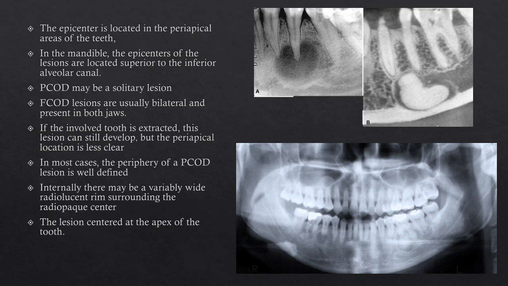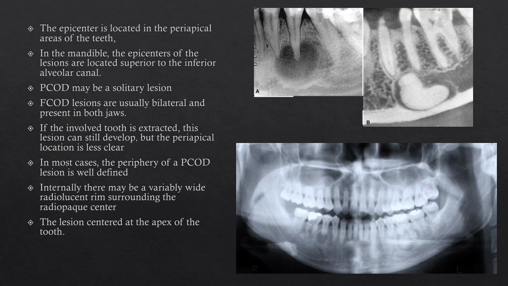Internally, there may be radiolucency to radioopacity. It can range, because there are 3 stages of its development, from radiolucent, to mixed radiolucency, and then radioopacity. There is a radiolucent rim that forms around the periapical or florid cementosseous dysplasia. It's centered at the apex of the tooth.